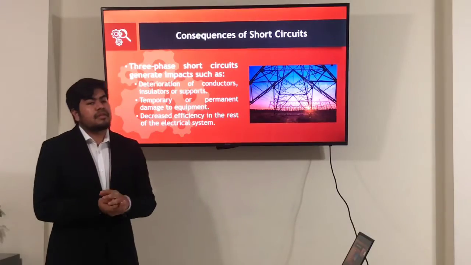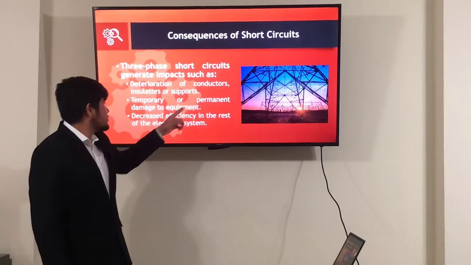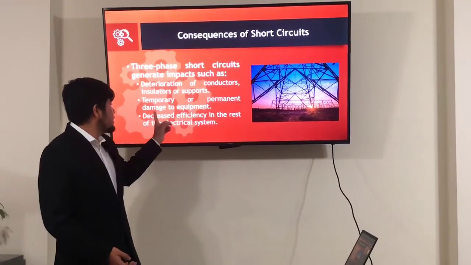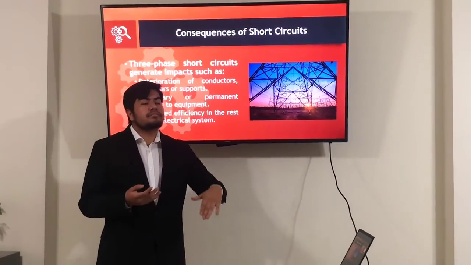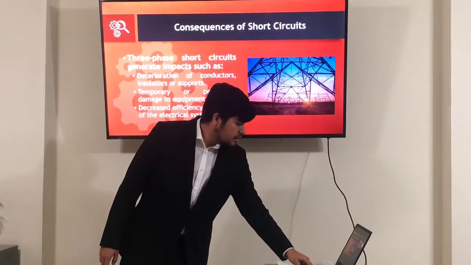Now, this type of short circuit has consequences. The first, and one of the principal consequences, is the deterioration of the conductors. Second is the temporary or permanent damage to equipment. And third is the decreased efficiency in the rest of the electrical network.